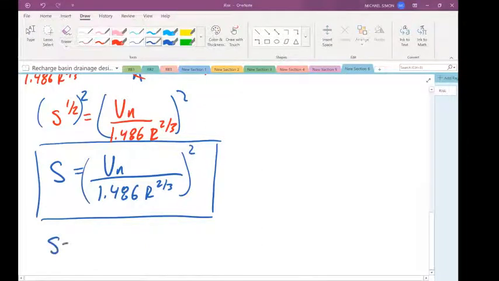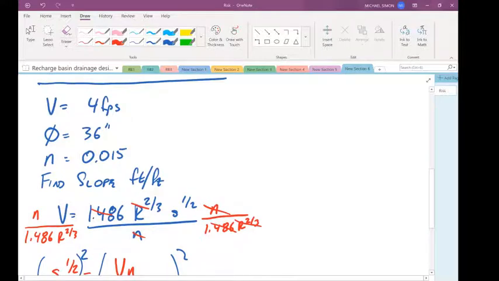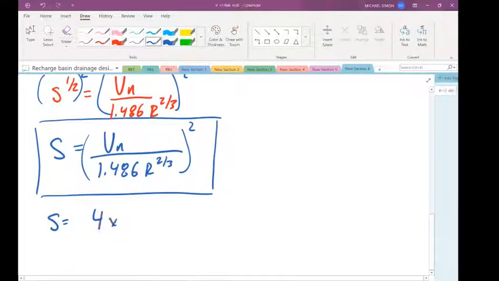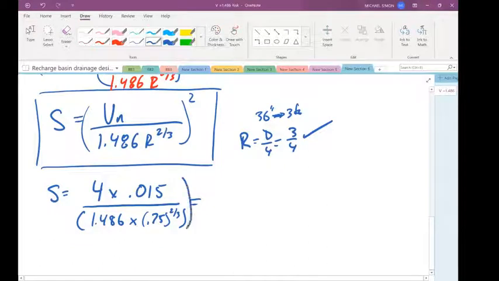So to find my slope, I plug it in. The velocity I'm looking for is 4 feet per second. The n value is 0.015, that's my roughness coefficient, divided by 1.486 times r. I didn't do my hydraulic radius, I'm going to do that now. R is d over 4. So what's that equal to? If you're saying 3/4, you are correct, because you have to take the 36 inches and make that into 3 feet. So 0.75, or 3/4, raised to the 2/3, squared.